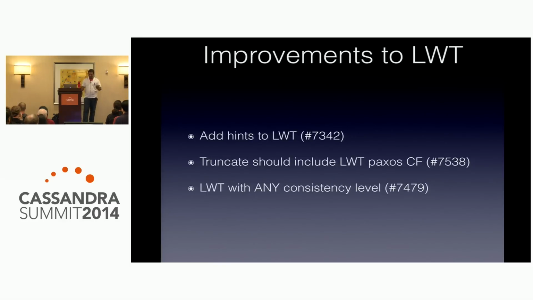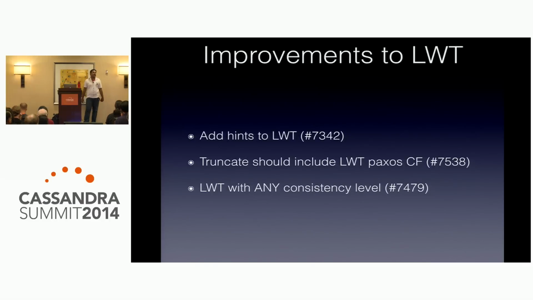Other improvements, not in the performance area, are hints. We wanted to add hints to lightweight transactions; there's an open JIRA. It is quite necessary to do that. If you are using lightweight transactions and you decide to truncate a column family, you might want to also truncate the Paxos column family, because the Paxos column family has all the unfinished commits as well as the last finished commits.